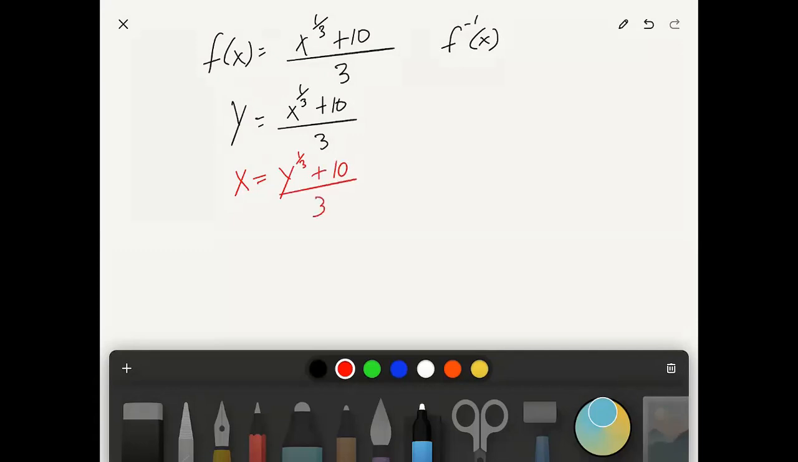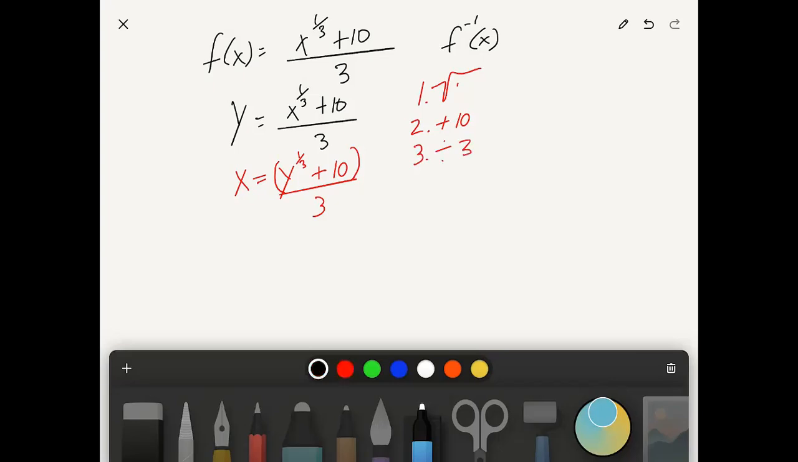Now let's use PEMDAS. First thing that we're doing to the y is we are taking the cube root, or y to the 1/3 power, same thing. And then the second thing that we're doing is we're adding 10. And the reason we're doing that next and not dividing by 3 is that basically this is all in parentheses. So we've got to do that stuff first, and then we're going to divide by 3.